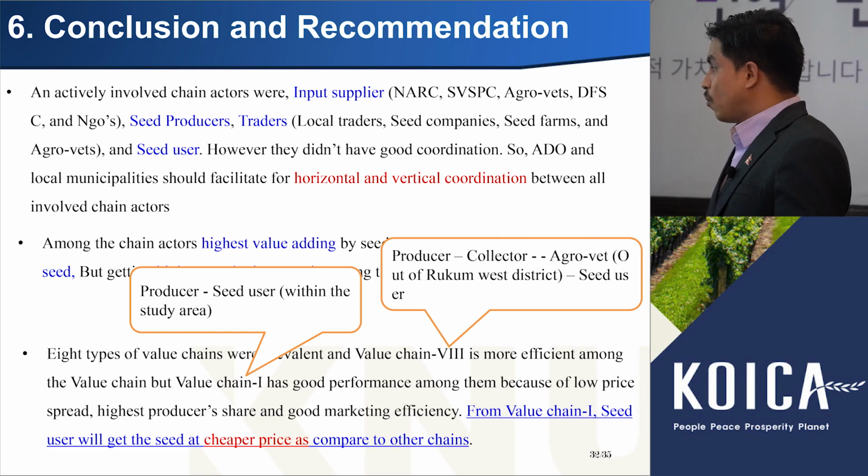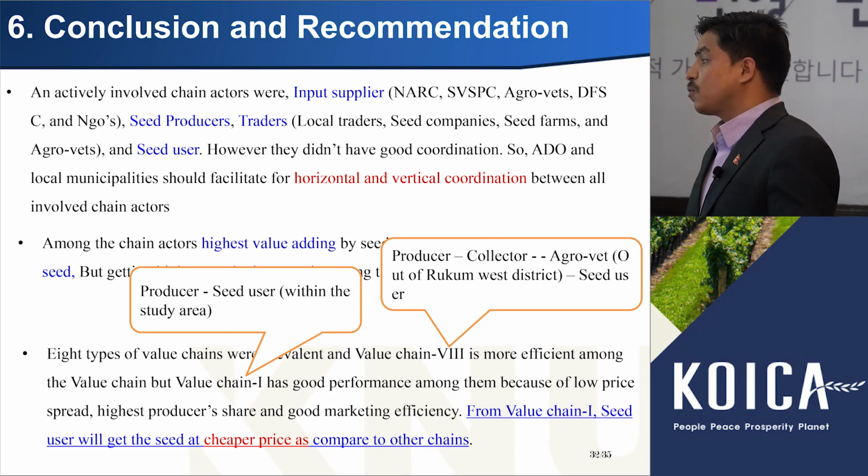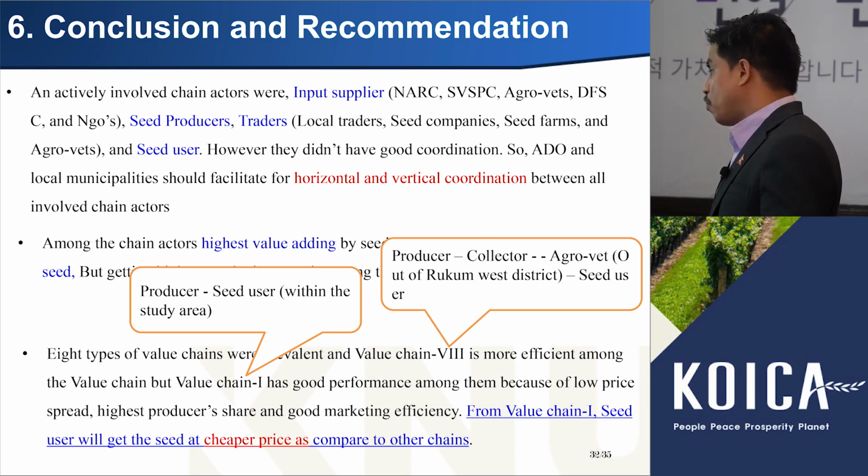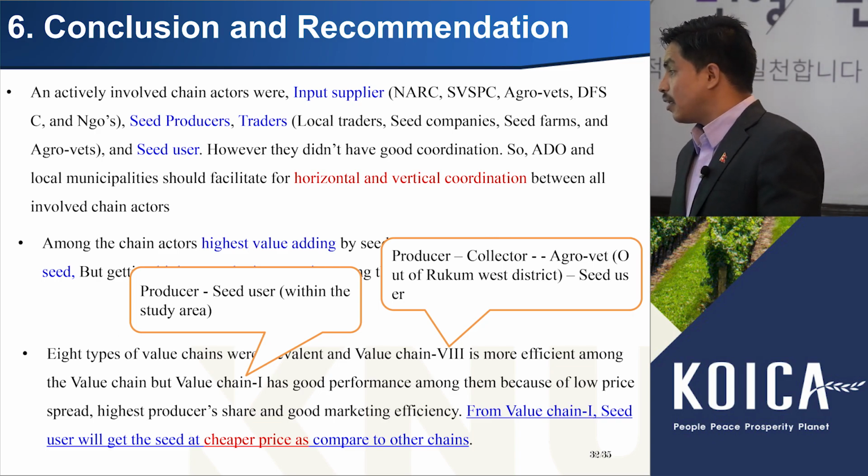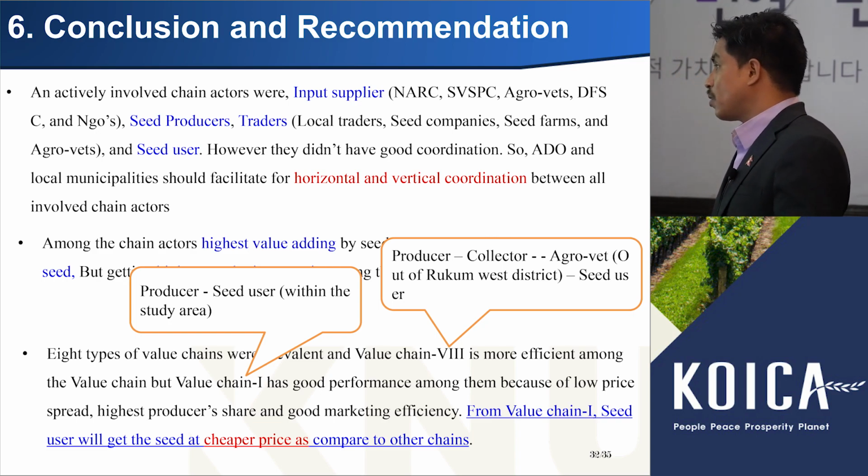Eight types of value chain were prevalent, and value chain 8 is more efficient among them, but value chain first has good performance because of low price spread, highest producer share, and good marketing efficiency. From value chain first, the seed user will get the seed at a cheaper price compared to other chain actor levels. In value chain 8, the producer, collector, agrovet out of Rukum West district and seed user are involved, and in value chain first, only the producer and seed user within the study area are involved.